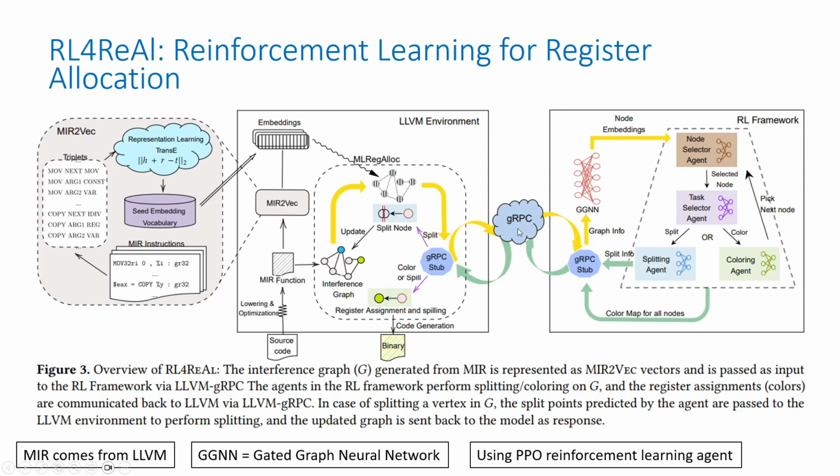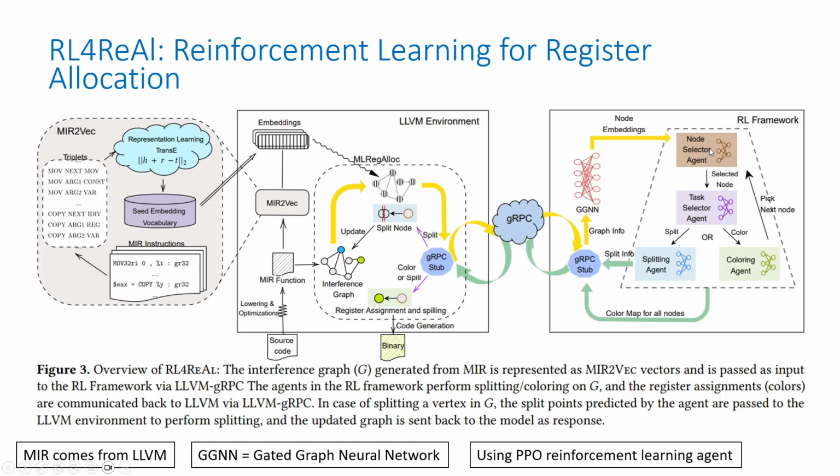This is basically a communication protocol in which they communicate with the agent, and eventually that interference graph, and the information about the coloring and so on, is captured in this gated graph neural network that also has some embedding, and that becomes the observation for the agents. So the agents, you can see the hierarchical nature in here. You have the node selector, the task selector, and splitting and coloring.